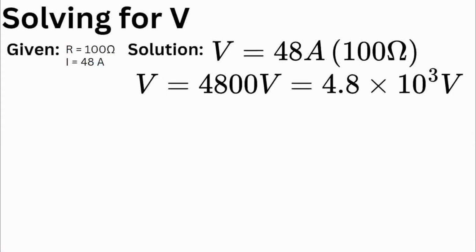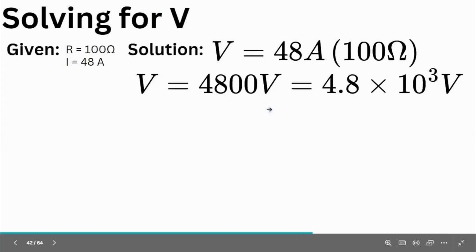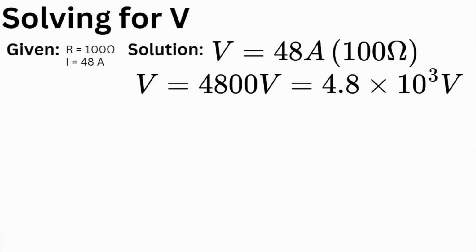Our formula, let me just get rid of the problem over here because it's taking up too much space, is 48 amperes multiplied by 100 ohms. We'll end up with 4,800 volts, or 4.8 times 10 to the power of 3 volts, or 4.8 kilovolts. Remember, kilo is 1,000, and 1,000 has 3 zeros. So it's the same thing here, because 4.8 followed by 3 zeros is 4.8 kilo, and also because this is raised to the power of 3.